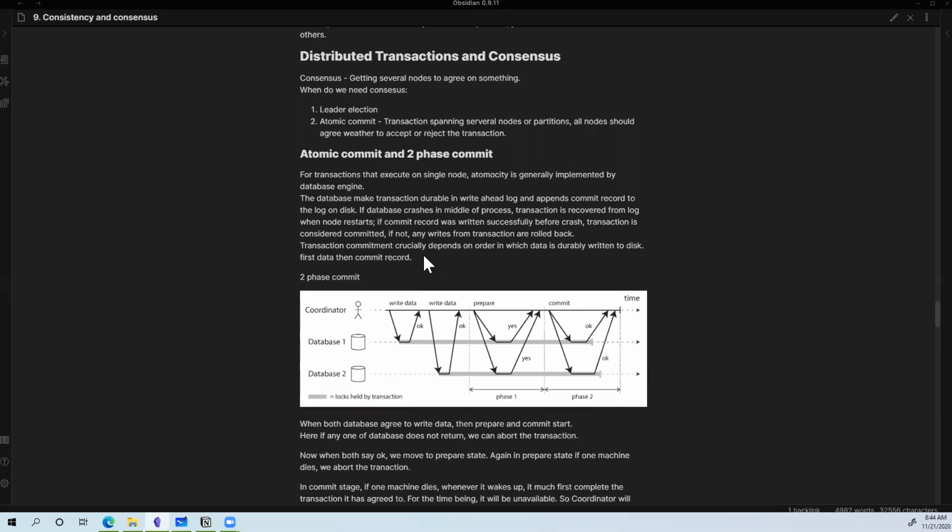All that we have seen how to do in a single system. But it becomes much harder when we have to implement transactions in a distributed system.